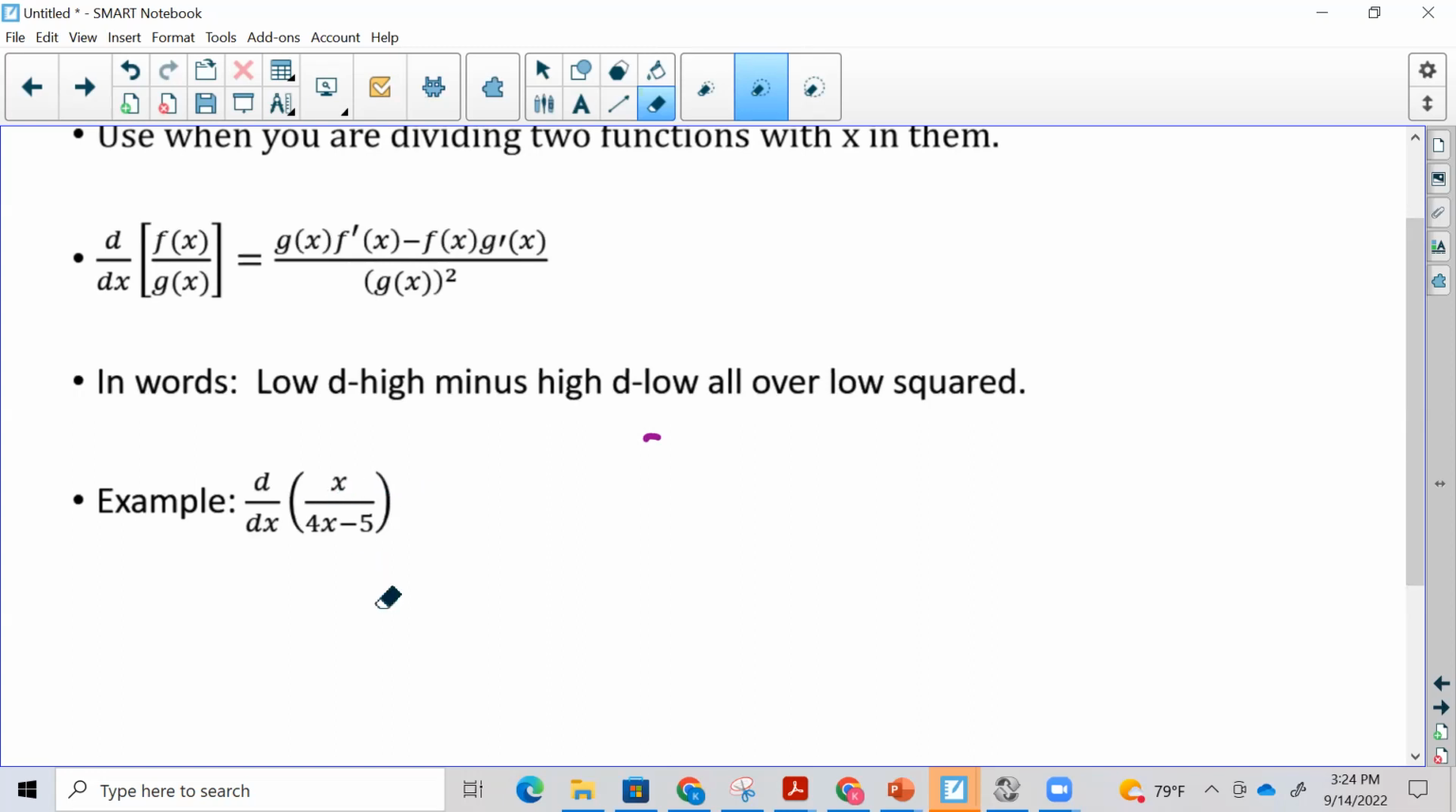So in this case, there's no way to simplify this, and therefore we need a rule for finding the derivative when we're dividing fractions. So this is the rule.